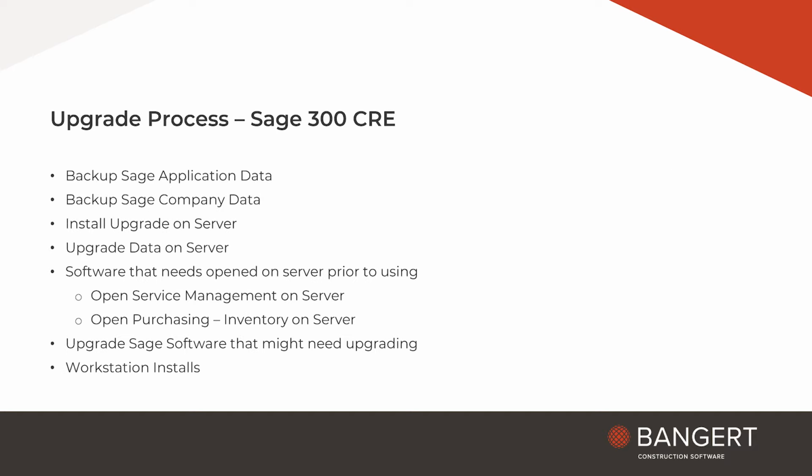What does the upgrade process look like? For Sage 300 CRE, we're going to back up the application data. That's your Timberline Office 9.5 folder, as well as any company data folders. Then we'll install the server software on the server.